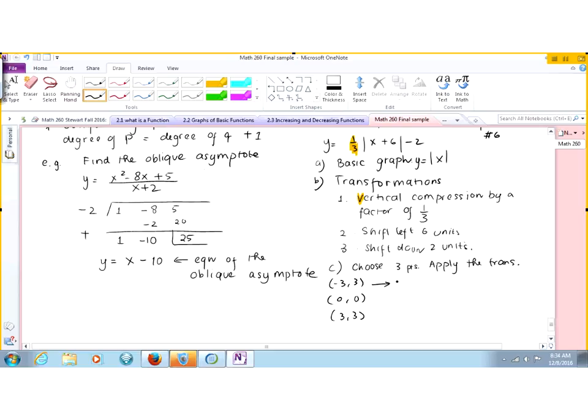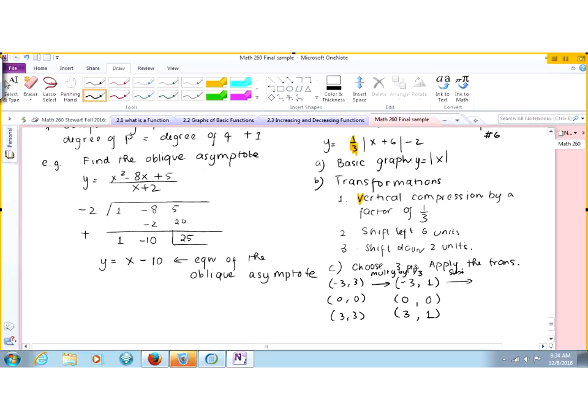Okay, vertical compression by a factor of 1/3. So what do I do? Multiply y by 1/3. So negative 3, 1. And the x stays the same. So let's just copy the x and the y multiplied by 1/3. Remember this? Okay, next.